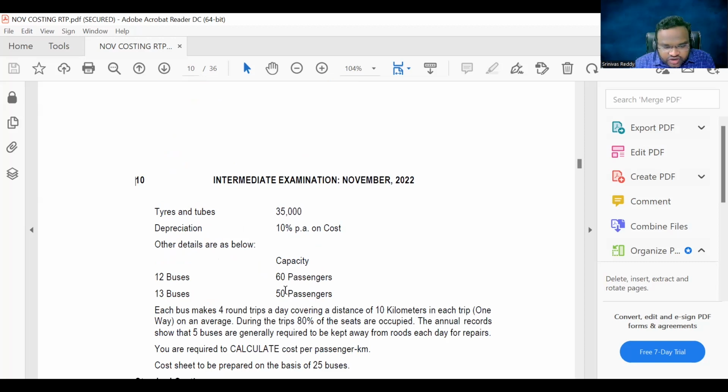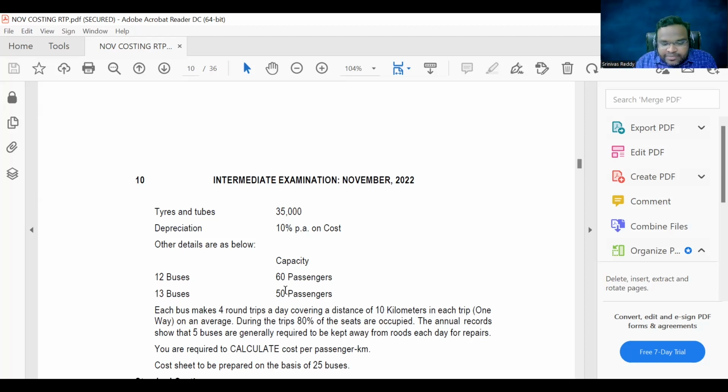Other details are as follows: 12 buses with 60 passengers, 13 buses with 50 passengers. Each bus makes 4 round trips a day. 4 round trips, coming and going. If it is only a trip, it means one side; round trip means going and coming back. Covering a distance of 10 kilometers in each trip, one way. That means 4 round trips, 10, 10, 20 into 4 times, 80 kilometers.